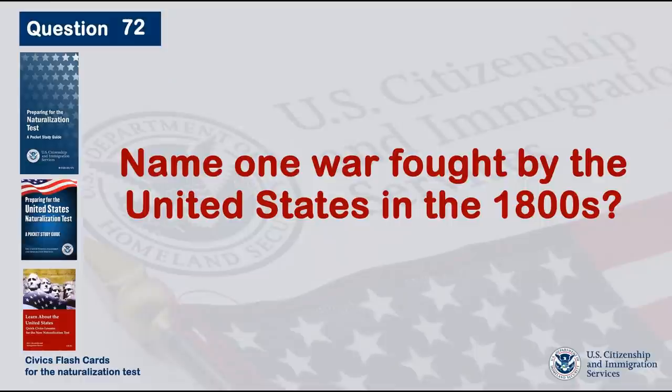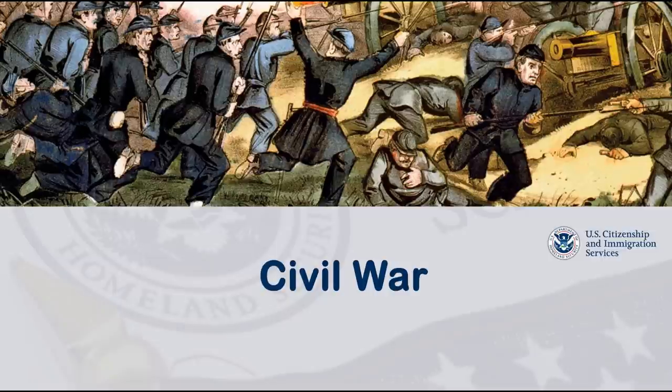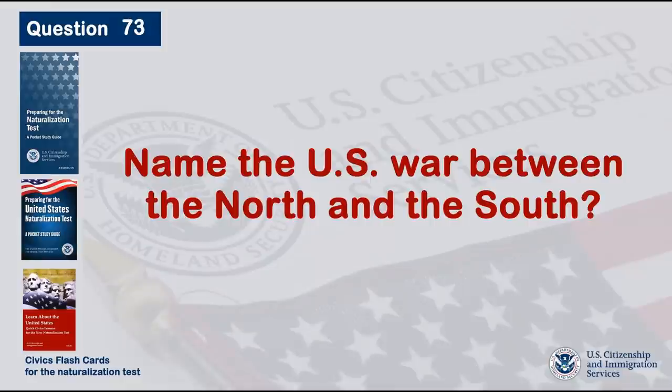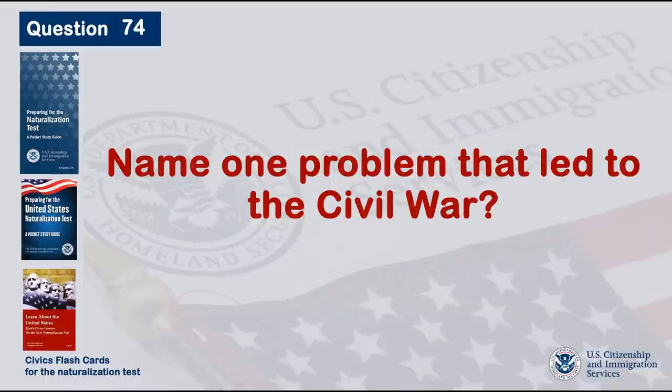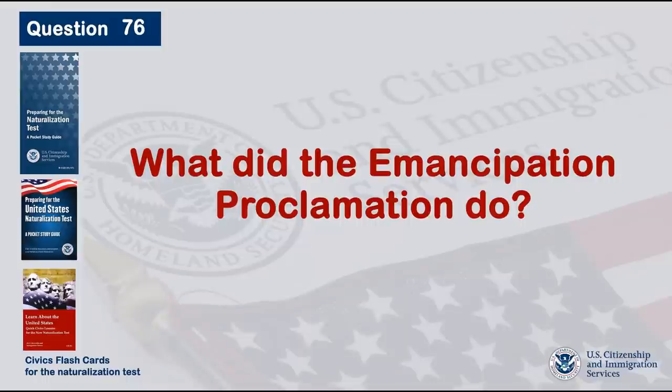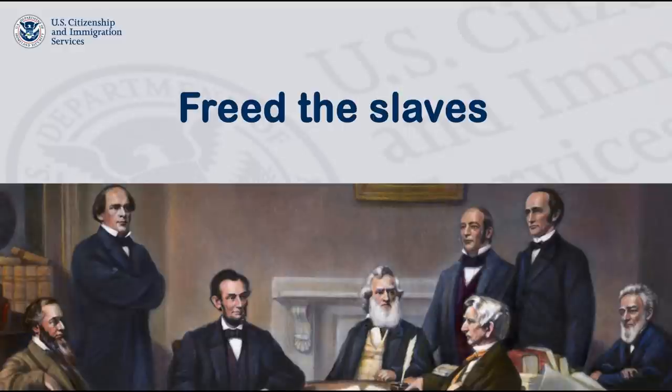Name one war fought by the United States in the 1800s. Civil War. Name the U.S. war between the North and the South. Civil War. Name one problem that led to the Civil War. Slavery. What did the Emancipation Proclamation do? Freed the slaves.